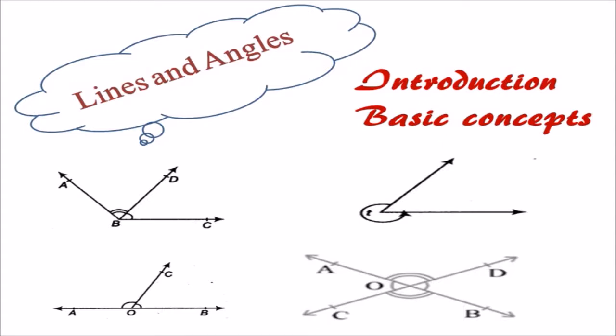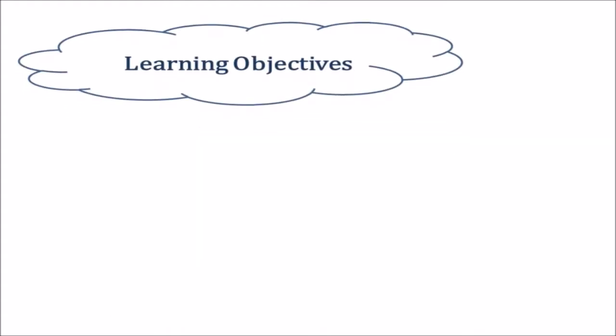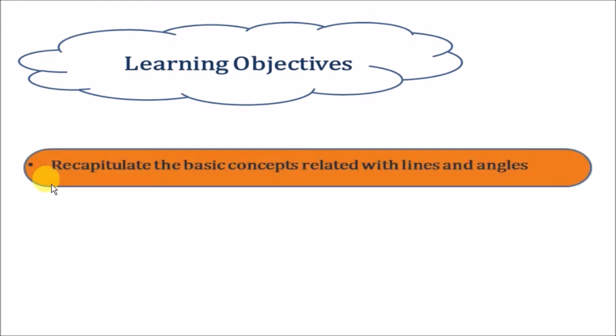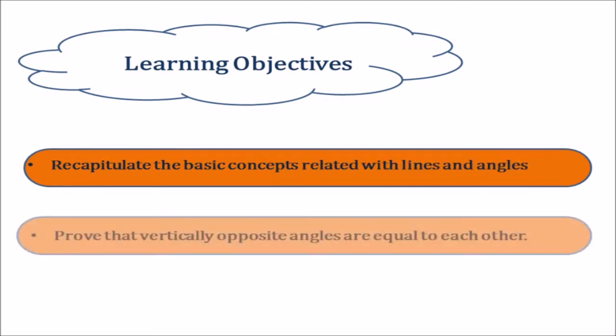Hello dear students. In this video, we will have a look at some basic concepts related with lines and angles. The following are our learning objectives for the day. First, we will recapitulate the basic concepts related with lines and angles, and then we will prove that vertically opposite angles are equal to each other.